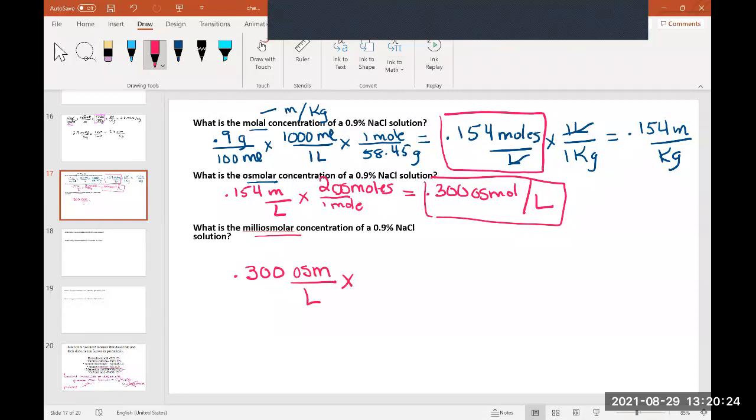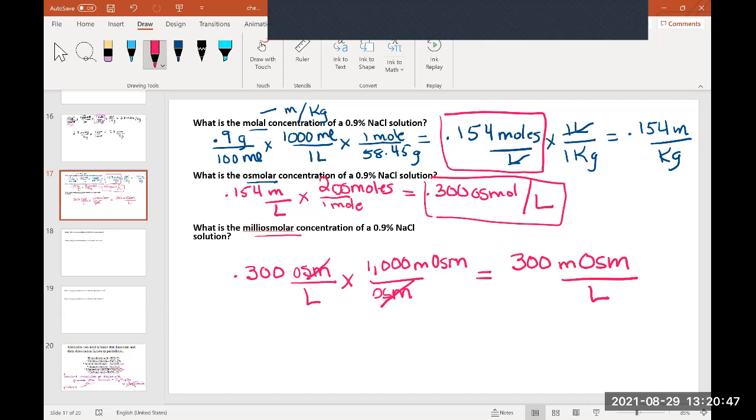I want to convert to milli. Well, for every osmol, that's my base unit, I have 1,000 milliosmoles. My osmoles will cancel out for those units. And now I have 300 milliosmolar.